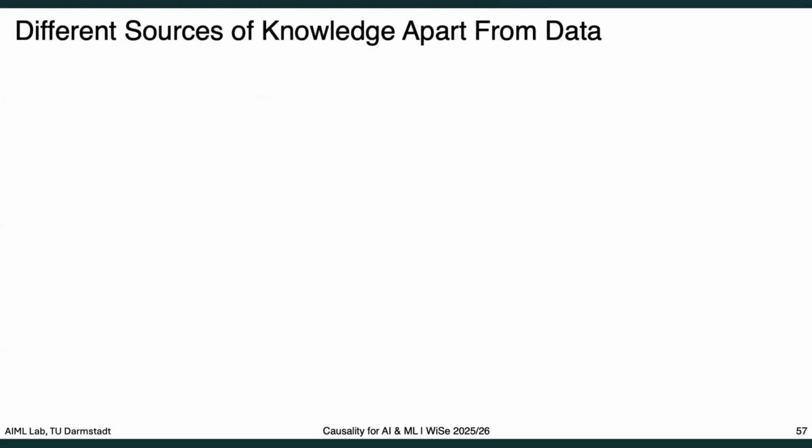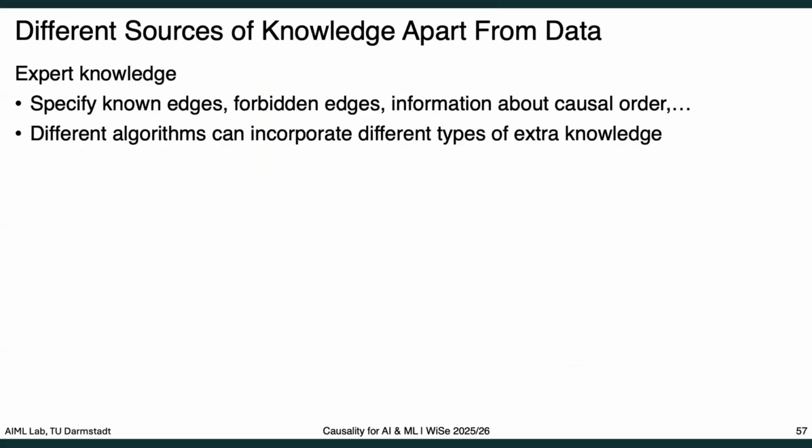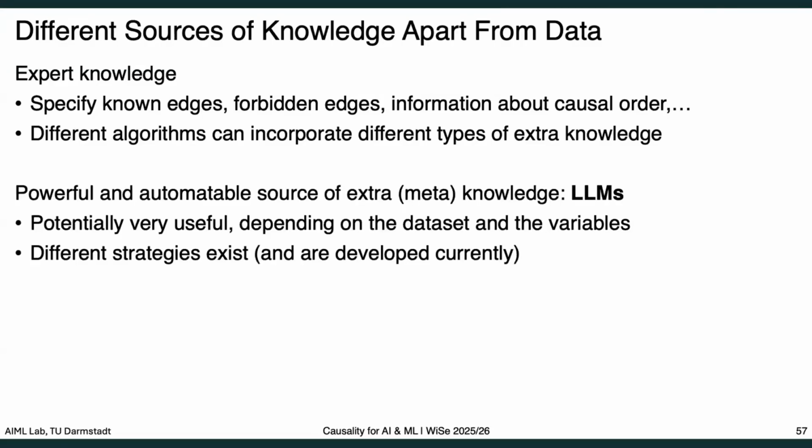Right, so we can have different sources of knowledge that we haven't really discussed yet in the previous methods. For example, expert knowledge, right? You could specifically know some edges but not others, maybe know that some edges couldn't be true, have some information about the causal order, and different algorithms can implement these, maybe provide less background knowledge or use it elsewhere. Very big recently is the LLM topic, because there we can query LLMs, which can be very efficient and automate this.